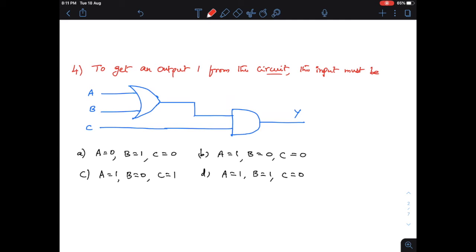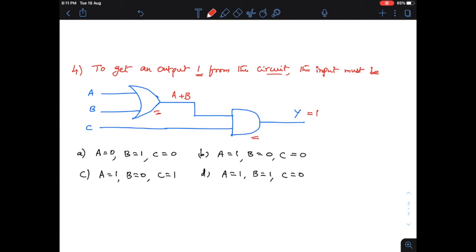So what are the possible inputs to get output 1? Here A, B and C, this is an OR gate and this is an AND gate. So for the OR gate, the output will be A plus B, and this is C. So Y should be equal to 1, that is the condition.